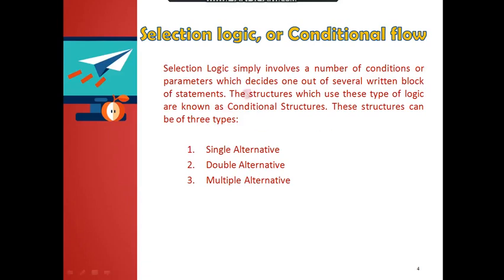Fine. So there are 3 types. One is single alternative, one is double alternative, and one is multiple alternative, which I taught you in C++ as single condition, double condition, and multiple condition. I gave you an example, if you remember, during C++ learning. What is a single alternative?